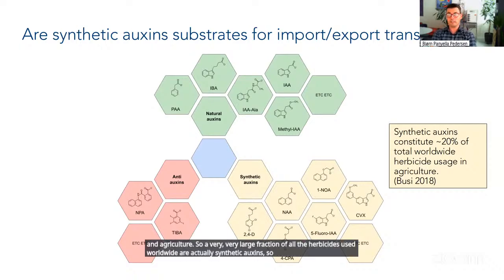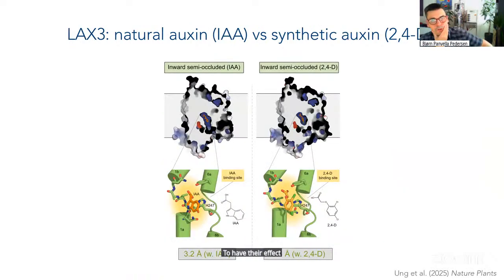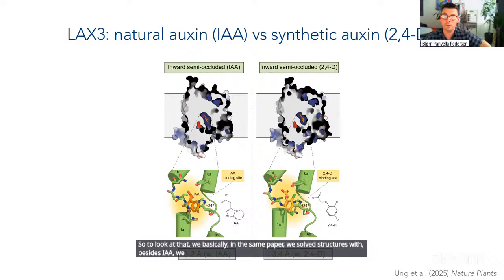So it also becomes relevant to understand how these compounds are actually penetrating when you spray them on the plant. How are they penetrating into the different tissues to have their effect? So to look at that, in the same paper, we solved structures with, besides IAA, 2,4-D, which is a synthetic auxin, and we can again describe the binding site.